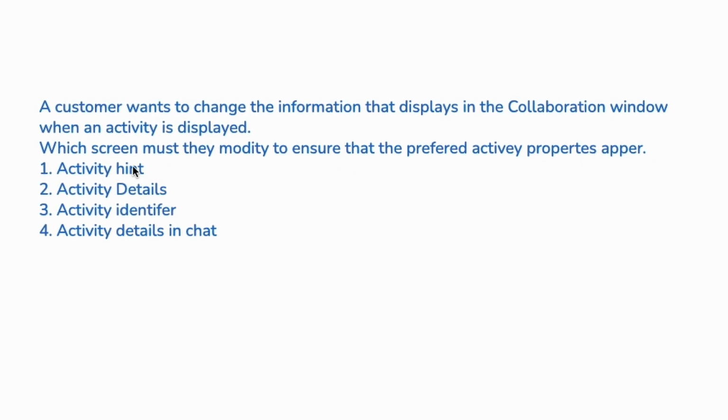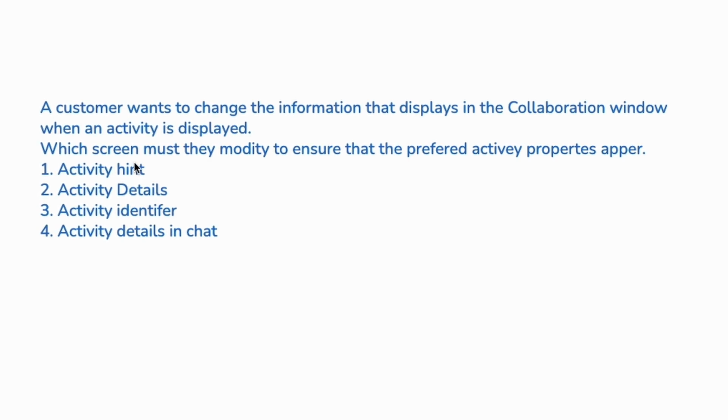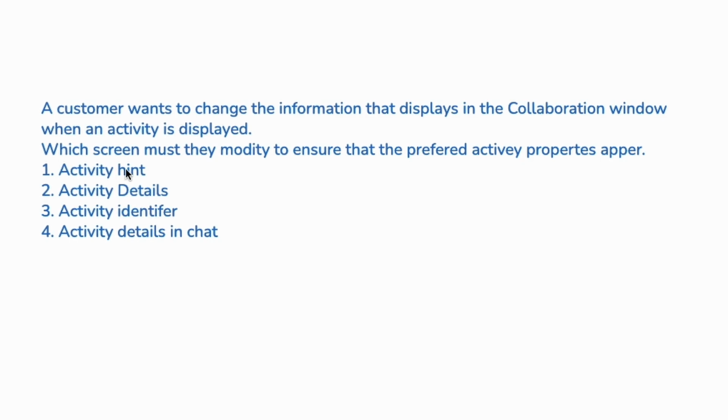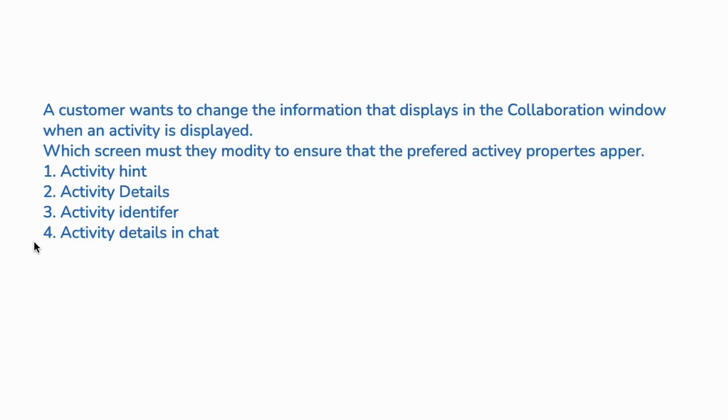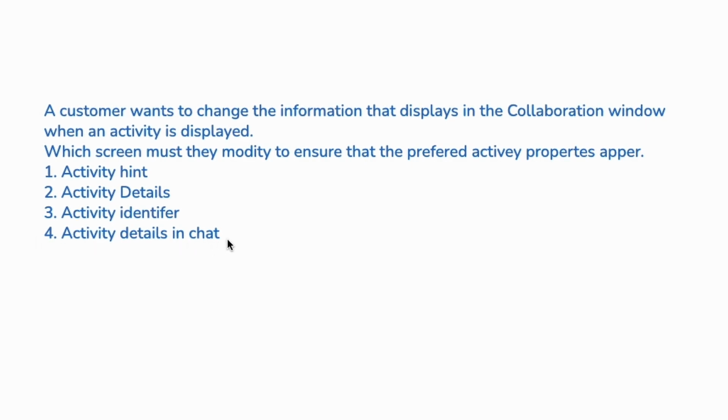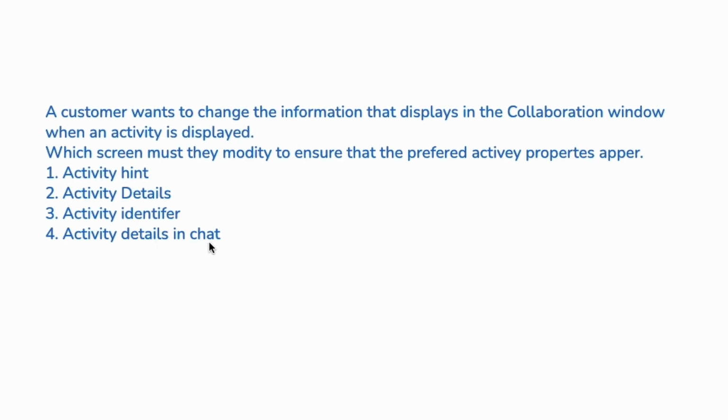So activity hint is a different thing. When you hover, it will pop up activity hint on the dispatch console or anywhere, multiple places. So this is not related to that. Activity detail is a detail page. Activity identifier, again, is a different thing. So as per my understanding, activity details in chat shows the information that displays in the collaboration window. So the correct answer is activity details in chat.